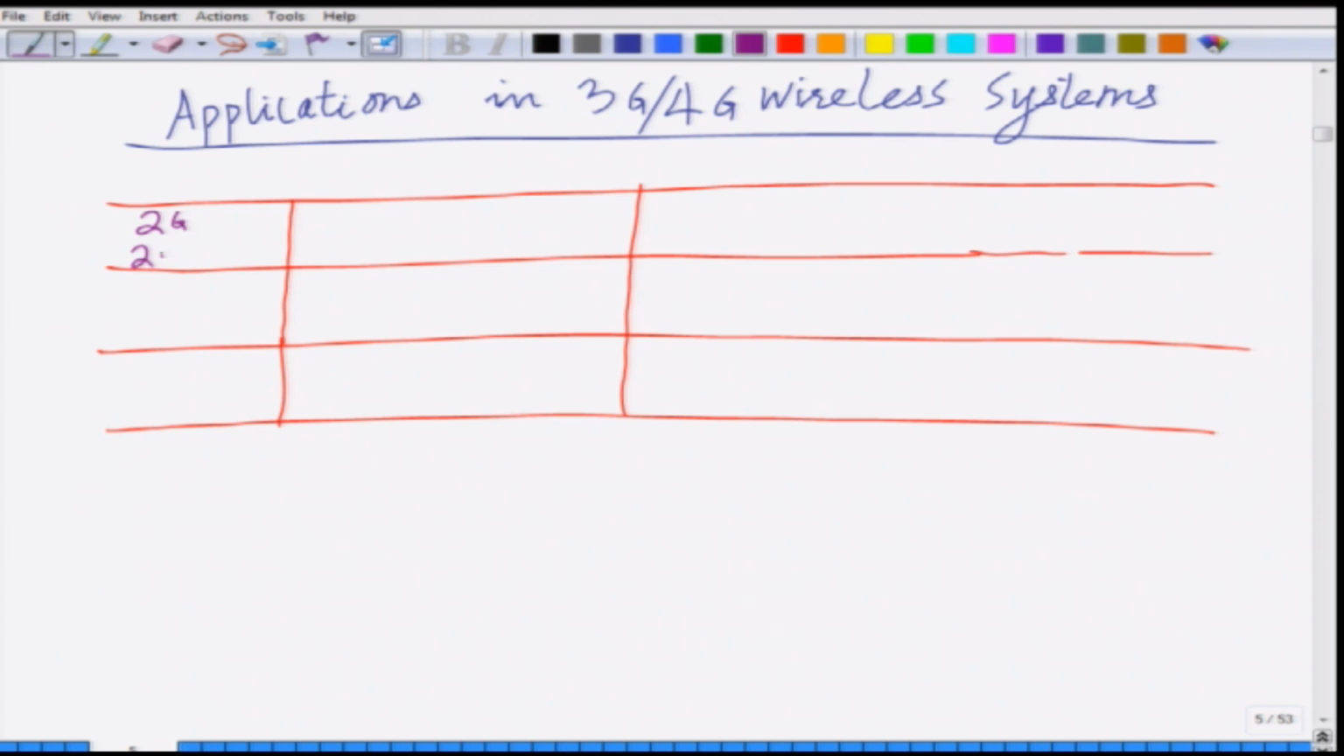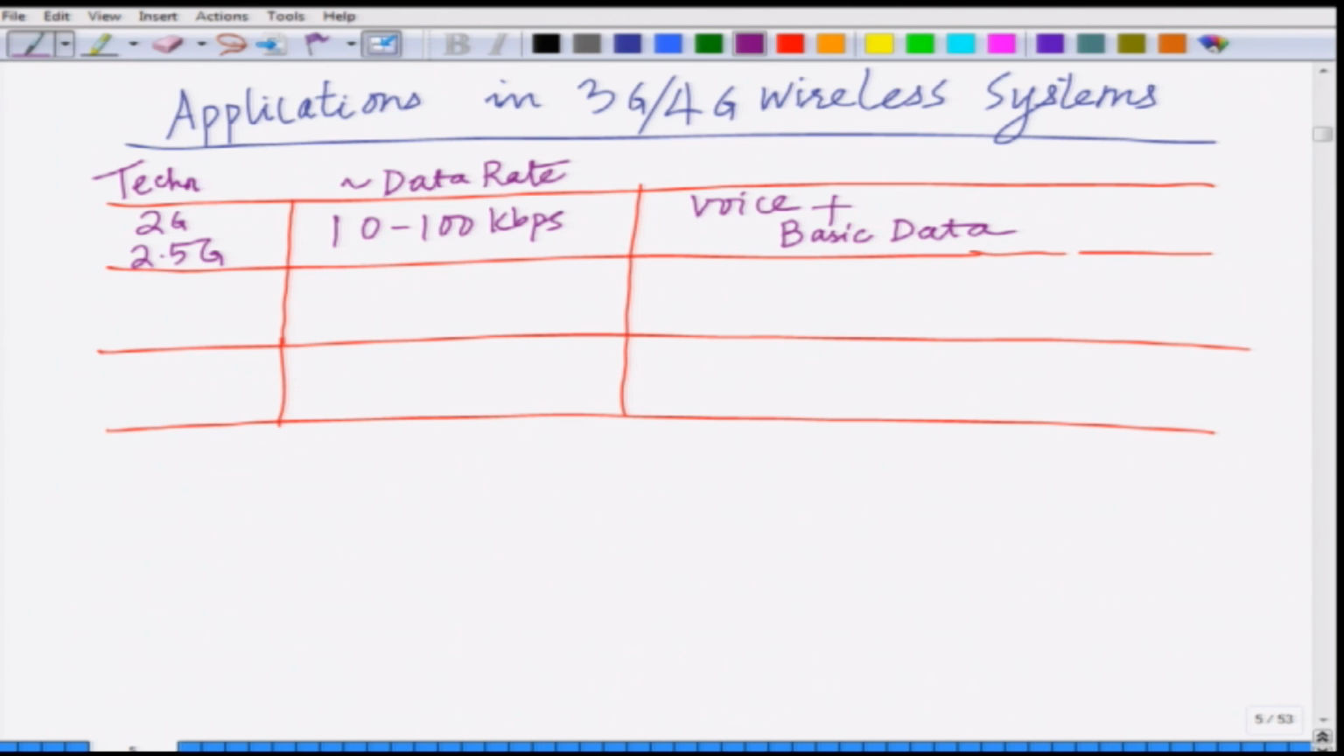So if I look at 2G, 2.5G systems, as I said, I have a data rate which is around 10 to 100 kilobits per second, and therefore this enables your voice telephone calls plus basic data access, that is your basic internet access. So the first column is the technology or the generation of the technology, the second column is the data rate, the third column is the applications that are possible, and we are saying in 2G and 2.5G, which has a data rate around 10 to 100 kilobits per second, some voice and basic data access are possible.